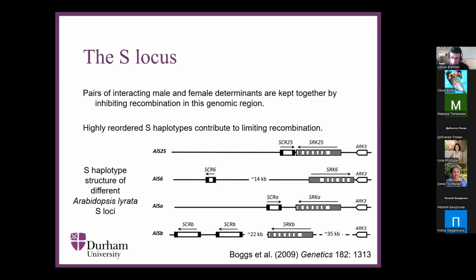And so here you can see cartoon examples of different S alleles that have been sequenced in this species, Arabidopsis lyrata, and showing the position of the respective genes. These are the female genes, SRK, these are the male genes, SCR, and the numbers are referring to different alleles that have been identified.